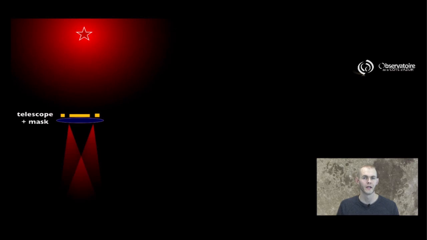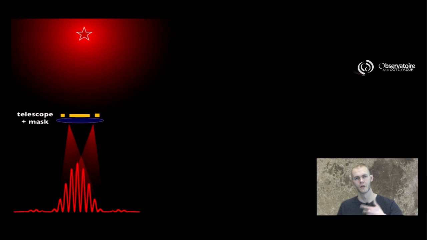What happens now when we start looking at more interesting things than just single non-resolved stars? Well, let's look at the following situation. We use the exact same setup, a telescope, an aperture mask with two holes, and we first start by pointing at a star. The light propagating from the star hits our two holes, and then from the two holes emanate two electric fields that are going to be coherent with each other and produce interference fringes, just like we described a moment ago.